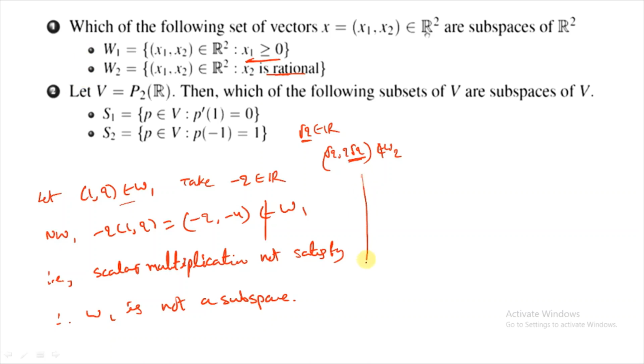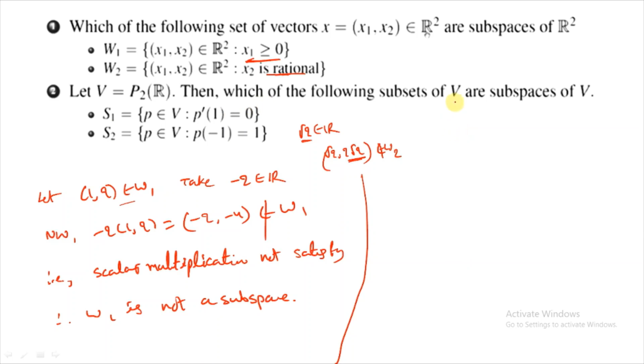Try this problem. You can give any counterexample, not only this particular number. You can take anything. Suppose you want to prove the condition that x1 must be a positive number. That is not true always. That's why it's not a subspace. Now see the second one. Just to give a counterexample, anything works.